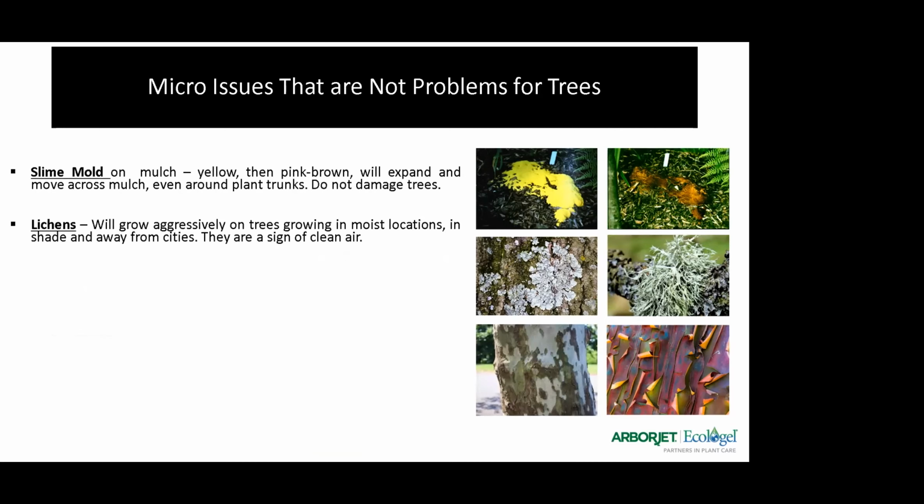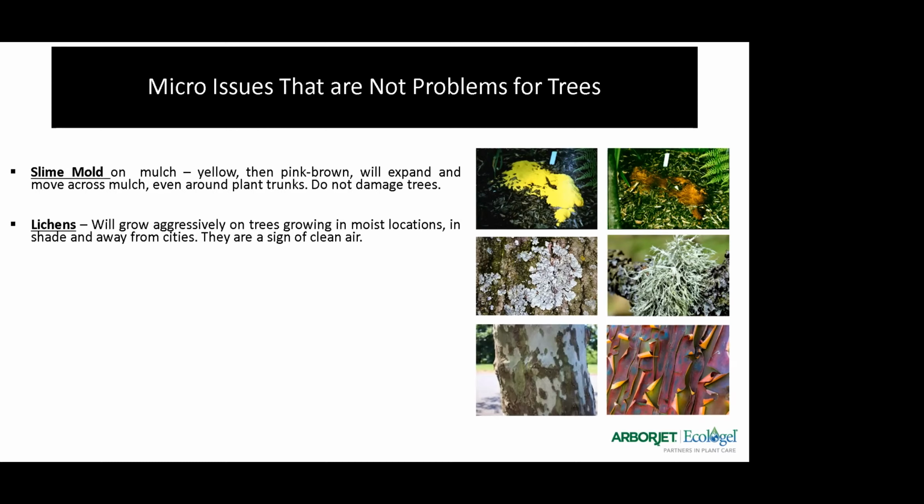Slime mold is something that grows on the mulch. It's sulfurous yellow at first. It actually has the ability to move, which is fascinating. Over time, it turns brown like the photo on the right top. And then when you touch it, a bunch of powdery spores come out. It does not hurt plants. It may get near them, but it does not damage them. It's feeding on the dead bark mulch.